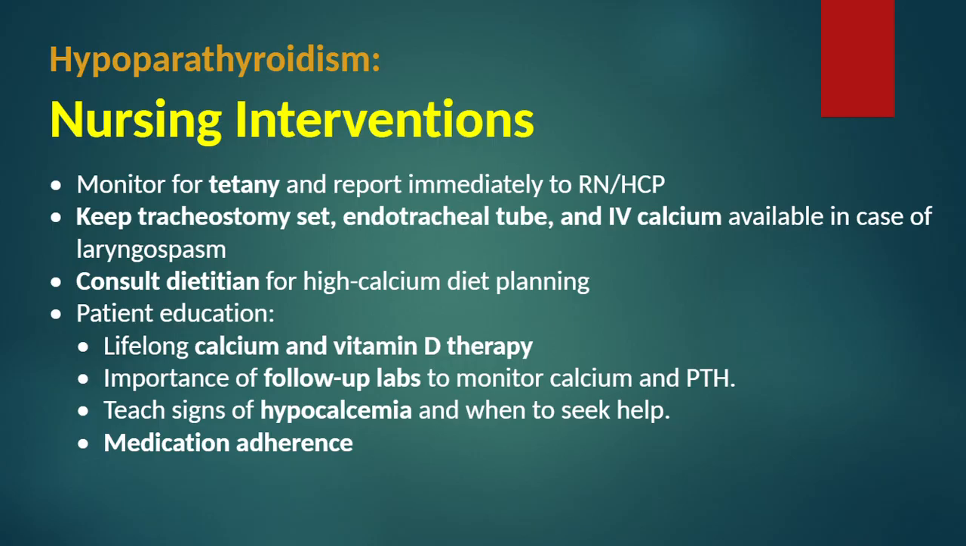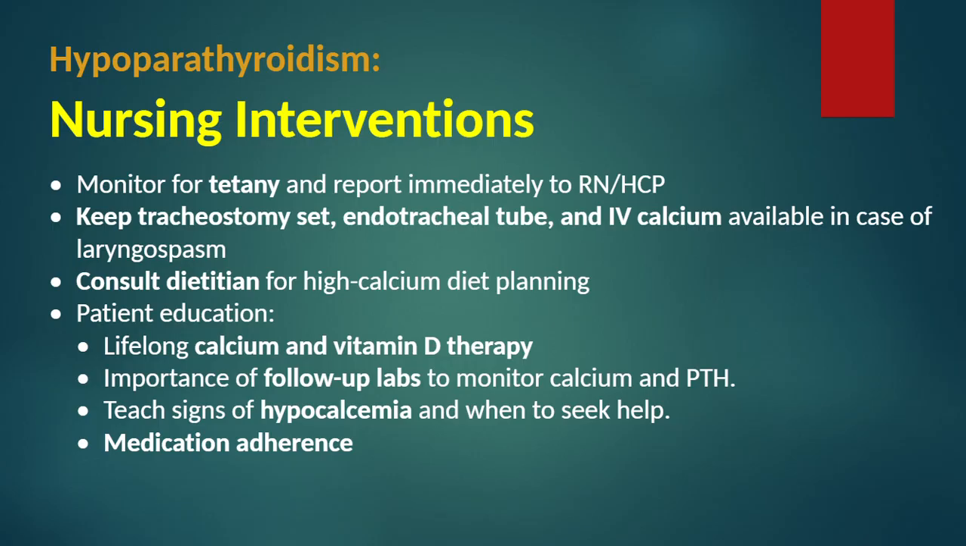A major risk in acute hypocalcemia is laryngospasm, which can obstruct the airway. That's why it's essential to make sure an emergency tracheostomy set, endotracheal tube, and IV calcium are available at the bedside. If a laryngospasm occurs, the airway can be quickly opened and IV calcium administered to relax the muscles.